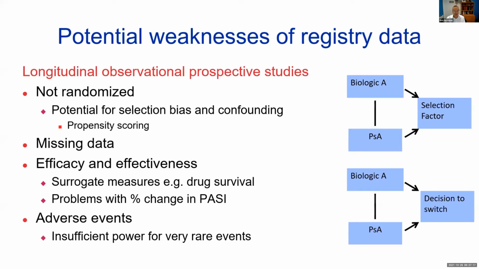Missing data is important because patients don't attend at the same frequency or regularity that they would in a clinical trial. And as I've already alluded to, the measurement of outcomes such as efficacy and effectiveness is quite tricky. We may use surrogate markers, as I'll illustrate, with drug survival. There are also issues about PASI measurement in a clinical setting and how this changes over time. And even in large registries, there may not be sufficient power to detect very rare events, and then you have to put them all together.